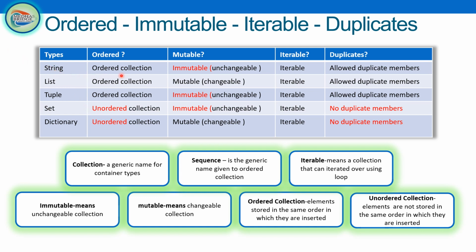String, ordered collection, immutable, iterable, allows duplicate members. List, ordered collection, mutable, iterable, allows duplicate members. Tuple, ordered collection, immutable, iterable, allows duplicate members. Set, unordered collection, immutable, iterable, no duplicate members. Dictionary, unordered collection, mutable, iterable, no duplicate members.